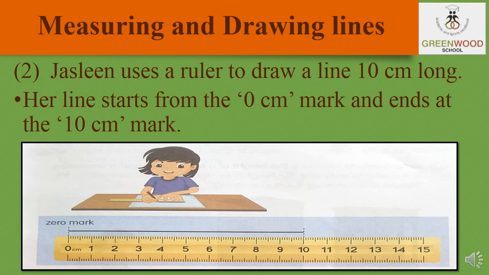Now you have two markings, or we can say two dots, one near the number 0 and another near the number 10. Now using the scale, join both dots. You will get one line. So we can say that we have drawn a 10 centimeter line which starts from the 0 centimeter mark and ends at the 10 centimeter mark.